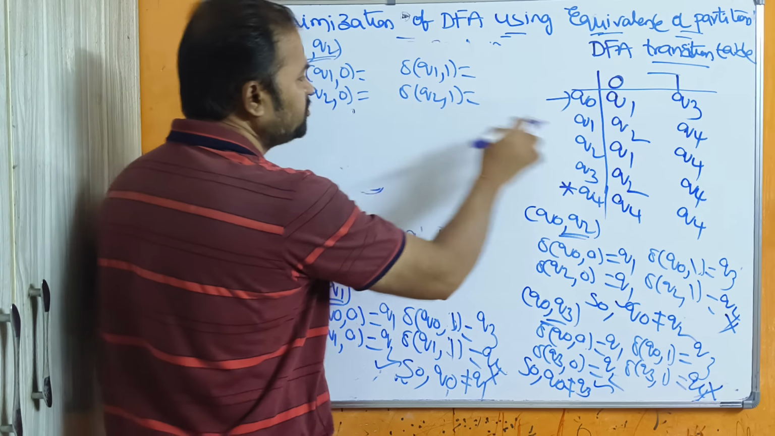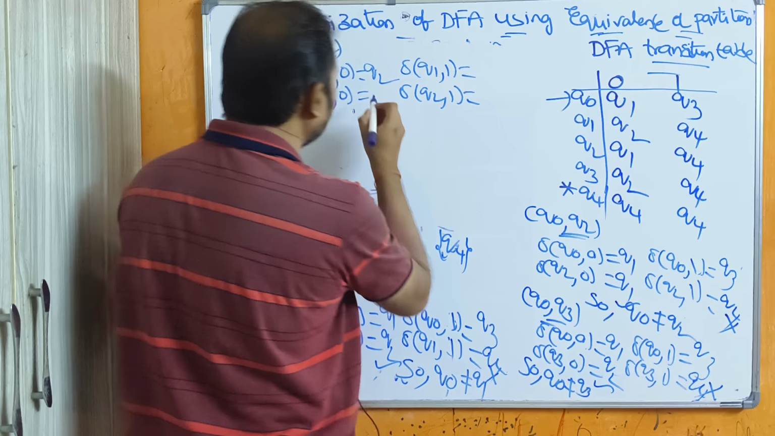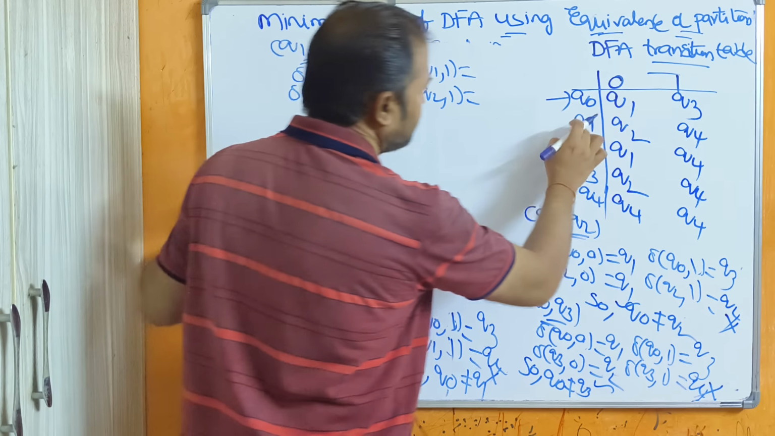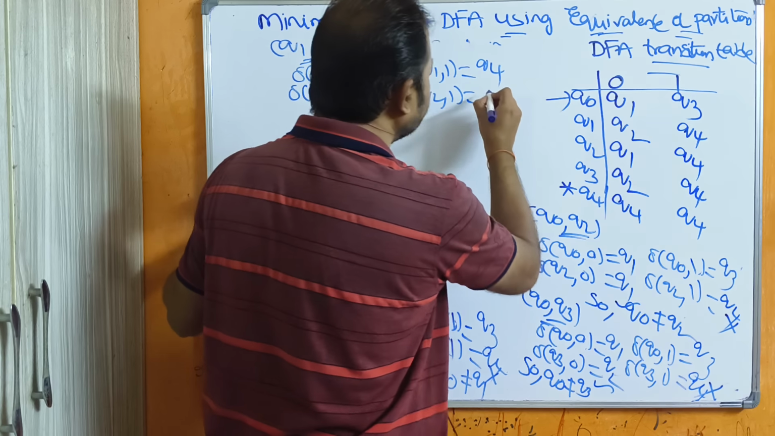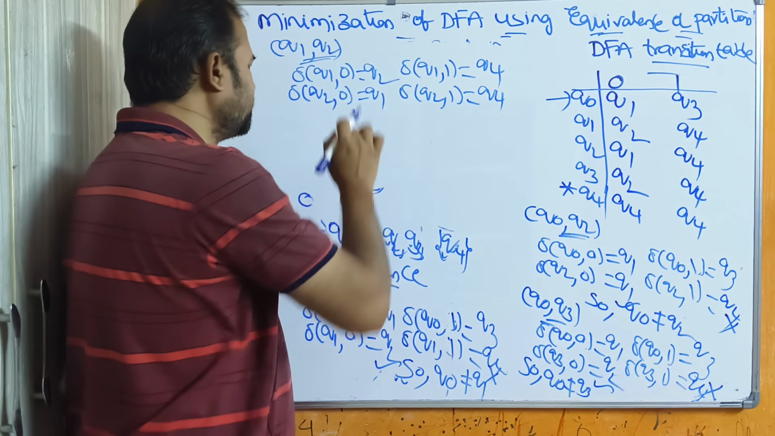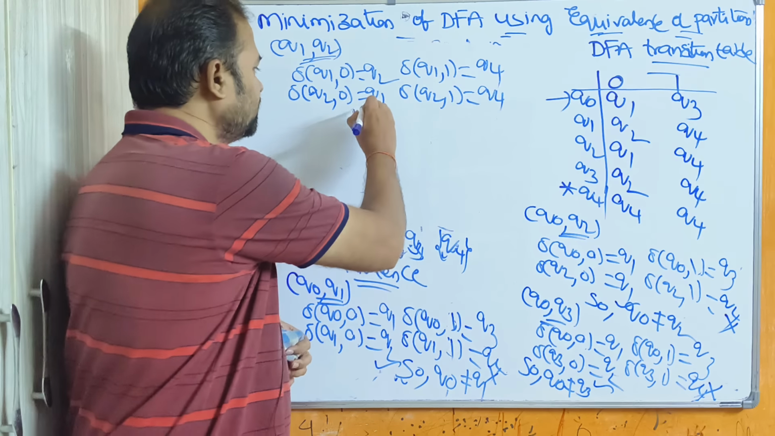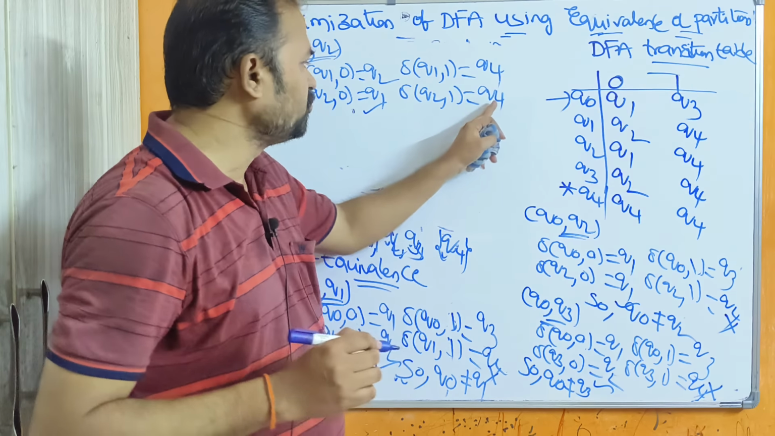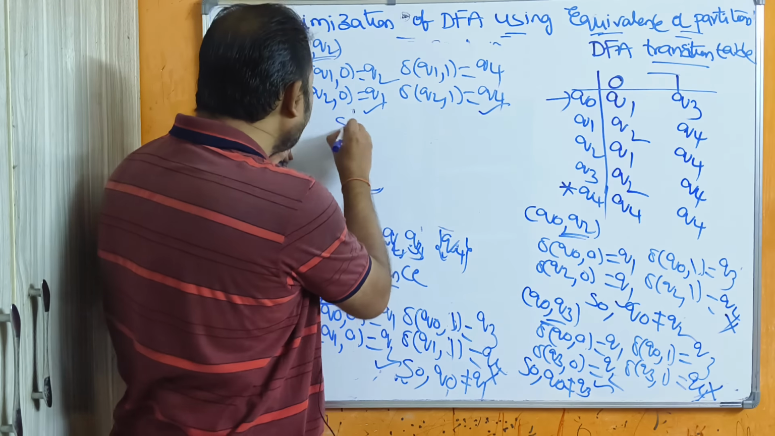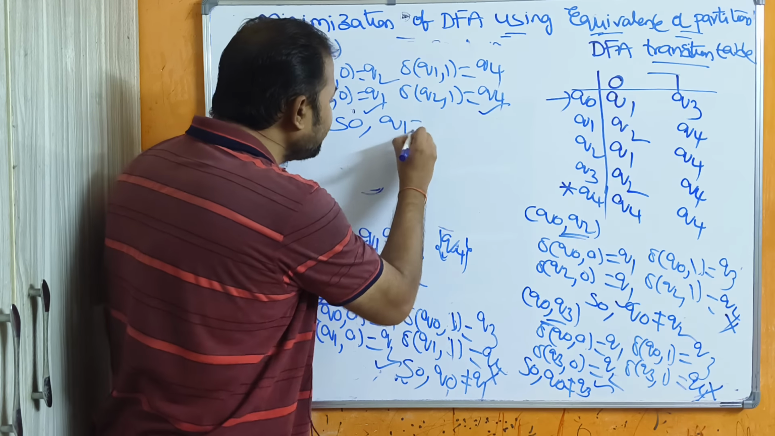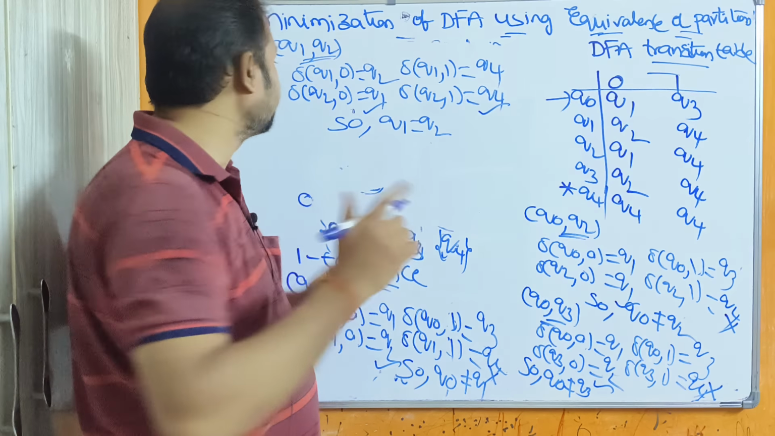So what is Q1 on 0? Q2. Next what is Q2 on 0? Q1. Next Q1 on 1 is Q4. Q2 on 1 is Q4. If we observe here, Q2, Q1 are present in same set. So same. Next Q4, single state, so it is present in same set. So we can conclude that Q1 is equal to Q2. So we can place Q1 and Q2 in one set.